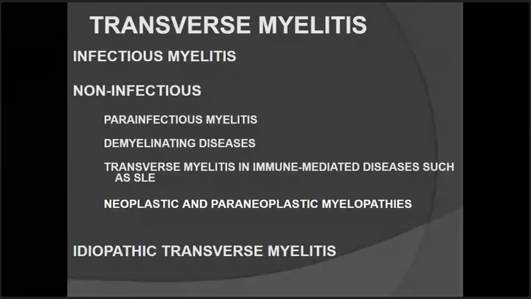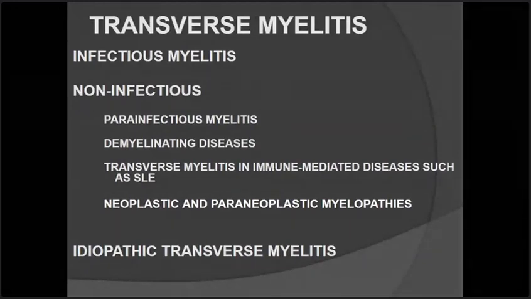The non-infectious transverse myelitis has many causes. Para-infectious myelitis, just like due to post-viral. Nowadays, there are some cases of post-COVID para-infectious myelitis. Demyelination, one of the common causes of acute transverse myelitis, is multiple sclerosis, for example, and other demyelinating diseases.